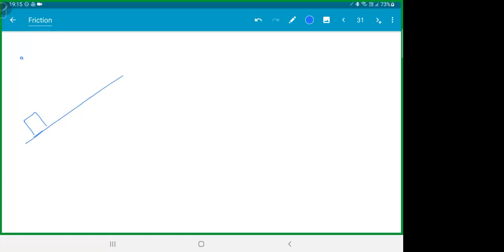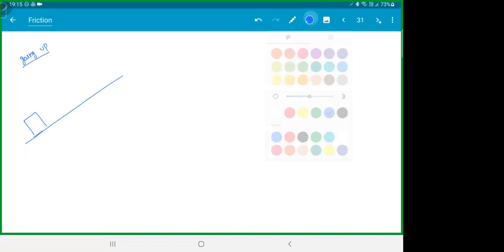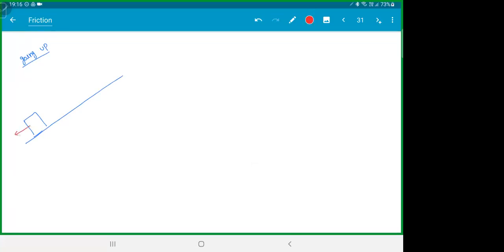While going up, mg sin theta, and friction is maximum because it is slipping, mu mg cos theta. Acceleration is backward. So we have mg sin theta plus mu mg cos theta is equal to ma. I'm skipping that step and writing the acceleration directly. This is the acceleration. So it will travel somewhere till here and stop. This would be the distance traveled.